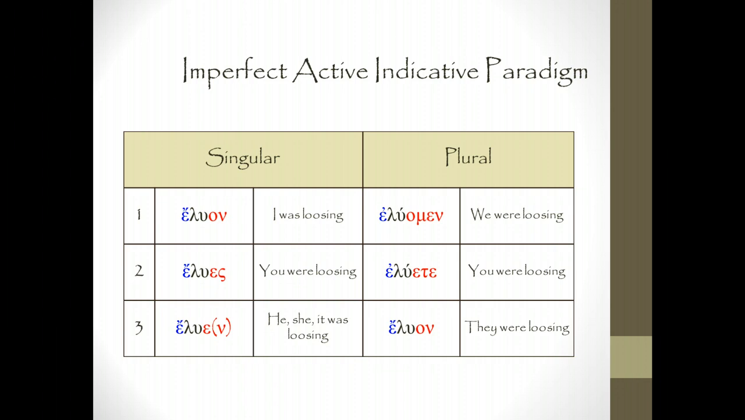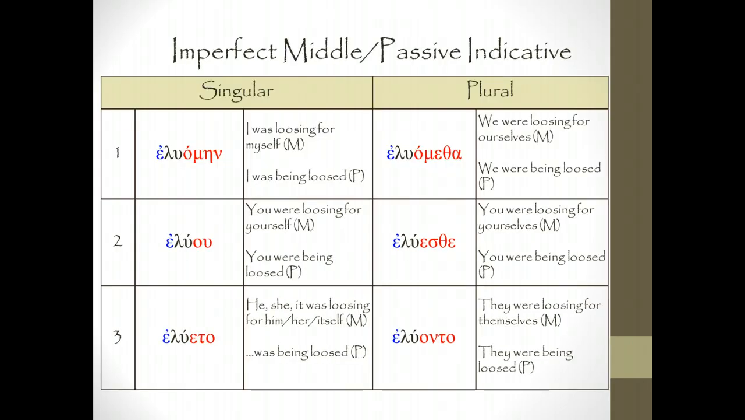Now, this is the paradigm for the imperfect active indicative. One thing we taught you about the verb is that not only does it have different tenses, it also has different voices. In the present tense, you learned the active voice and also the middle passive voice. Let's take a moment and now look at the imperfect middle passive voice. Here we have our imperfect middle passive indicative: eluamen, eluou, elueto, eluametha, eluesthe, eluonto.